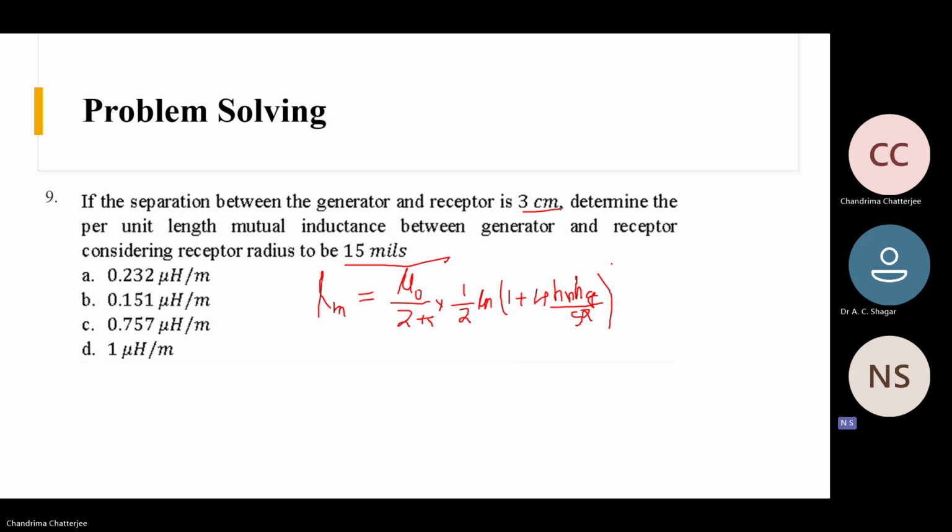I'm getting 0.12 microhenry per meter, ma'am. Okay. That is close, but I think you should get very near to the options. So HR and HG, what did you take? 2.83 centimeter for both of them, and 3 centimeter. Yes, ma'am. Rest of the values okay, so this is the nearest option. But anyway, this is the correct option.